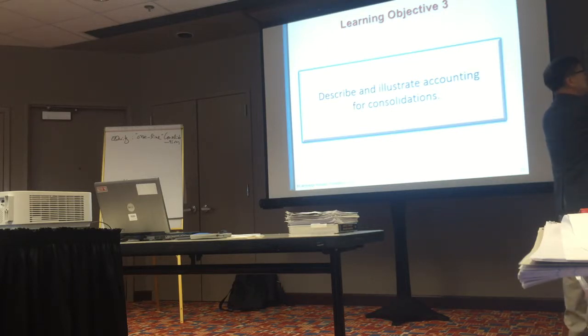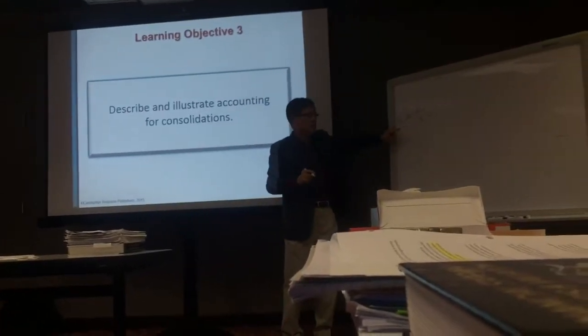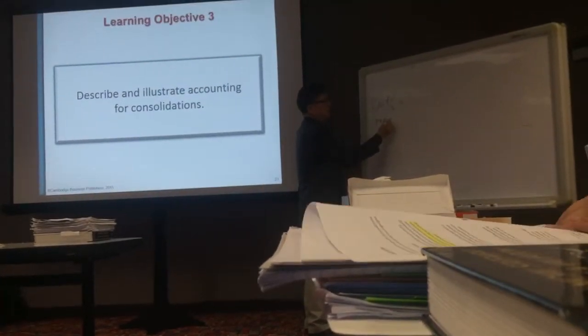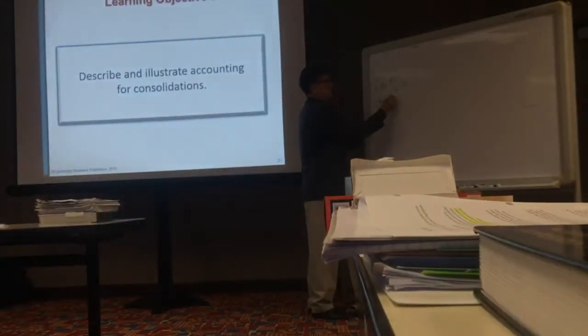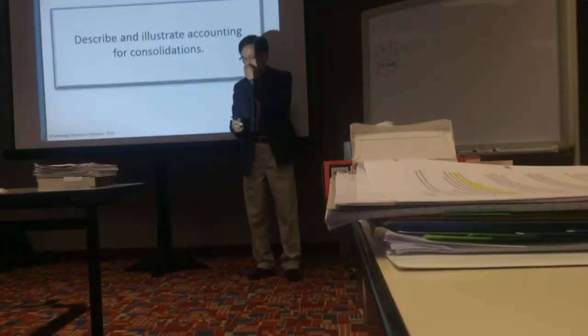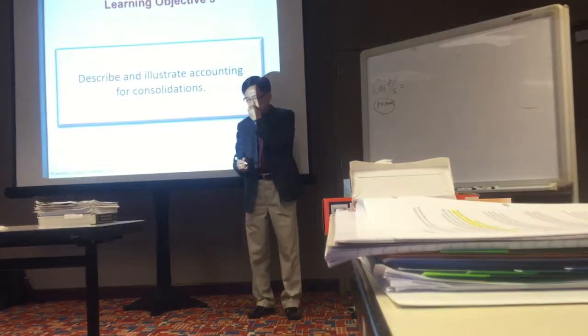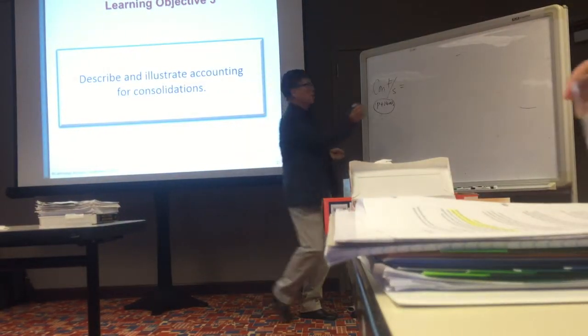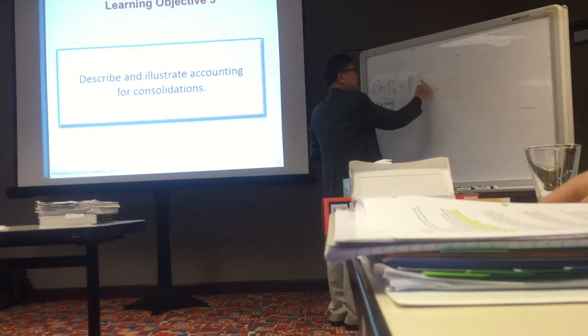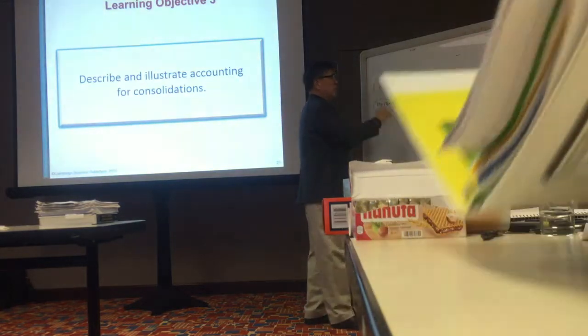This is a consolidated financial statement for General Electric. This is about the parent company and 1,400 subsidiaries. Now, the parent company is here, plus subsidiary number one, a group of subsidiaries.